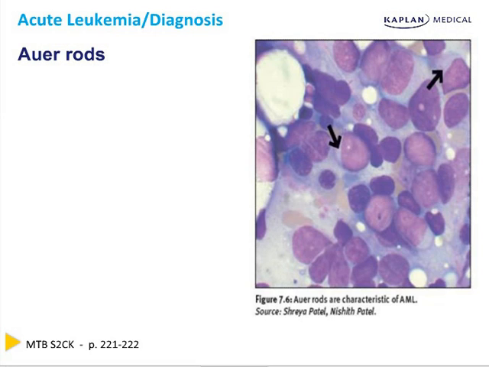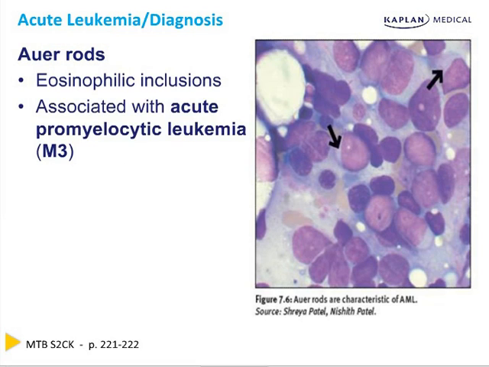The Auer rod is an eosinophilic inclusion body characteristic exclusively of acute myelocytic leukemia. It is most often seen in APL. Now, this Auer rod, although it may not be as useful as flow cytometry, is a very common question on Step 2.